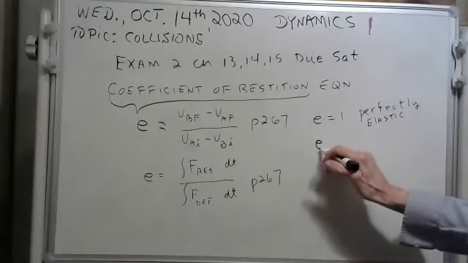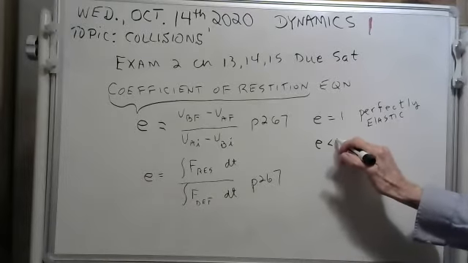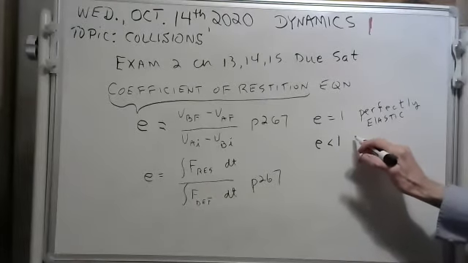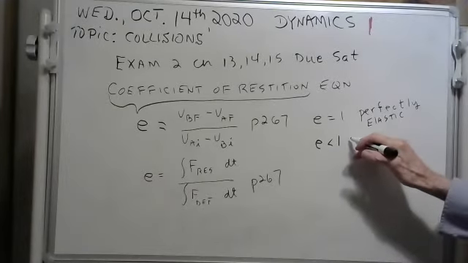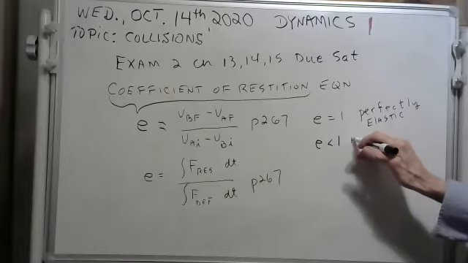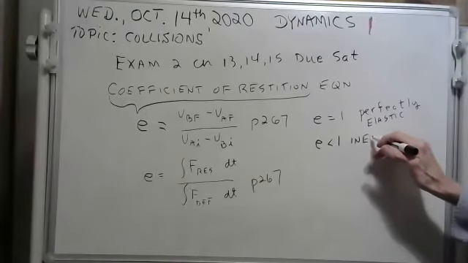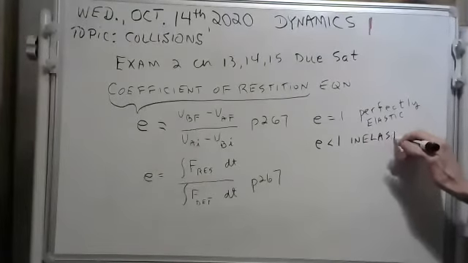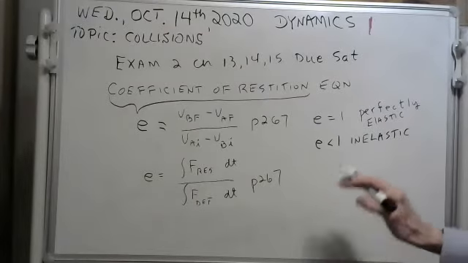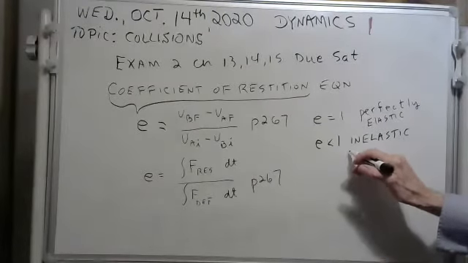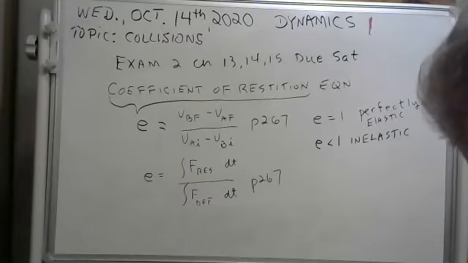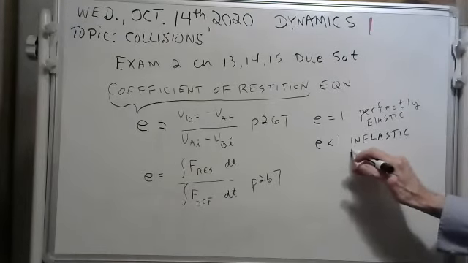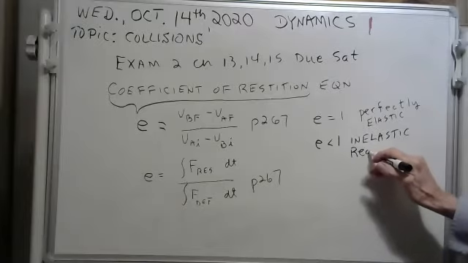Now, if E is less than 1, then you've got a normal, everyday inelastic collision. I think that's what they call it in the book. I call it a real world collision. It's like when my car was rear-ended by that pickup truck. That was the real world.